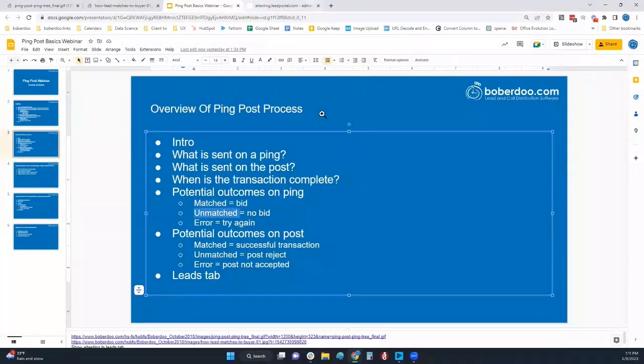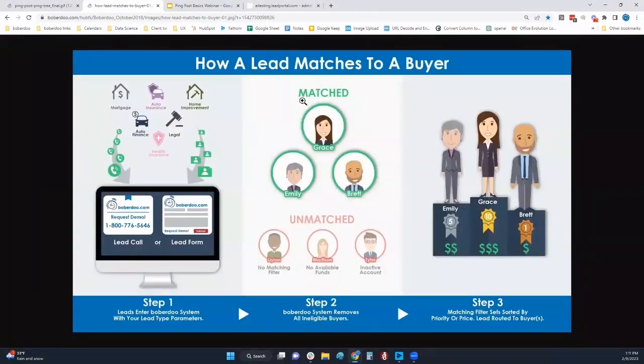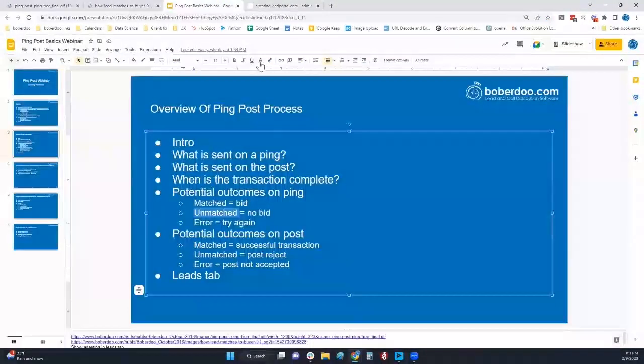Now we have unmatched. Unmatched means that when the system was going through that decisioning process, when we got to this step here, we excluded all of the partners in the system. So therefore, an unmatched response comes in.